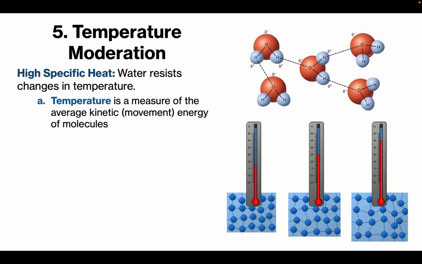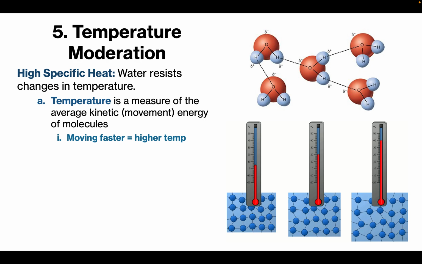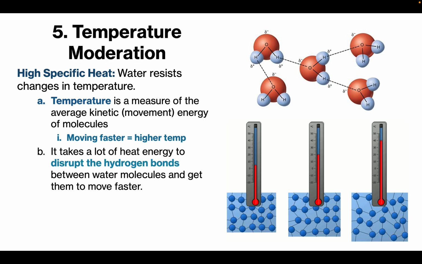You can see we have three samples of water. The one on the left is the coldest with the lowest temperature, and the one on the right is the hottest, the highest temperature. You can see that the colder one has a lot less molecule movement, and the one on the right with the highest temperature has the most molecule movement. In other words, the colder one has less kinetic energy than the hotter one. Moving faster here gives you a higher temperature.